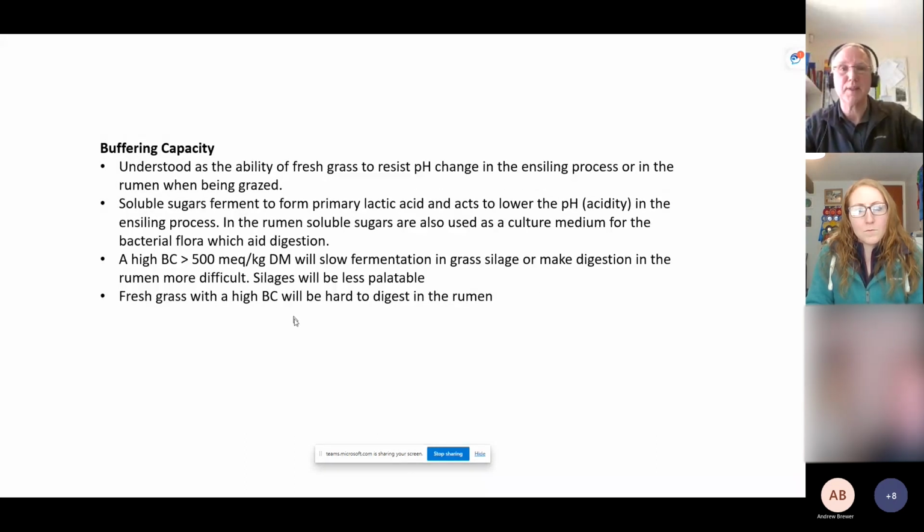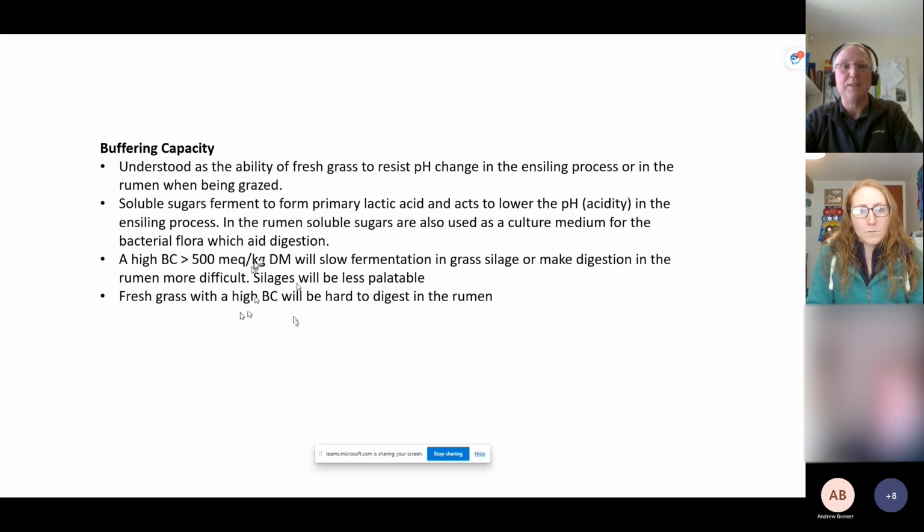So we're trying to suggest that all these parameters have importance, not just in the actual report as a piece of data to look at, but from an application point of view. And then there's a last parameter which is called buffering capacity. To understand that, it's basically the ability of grass to resist pH change. It's very much according to ensilability, but really the soluble sugars ferment to form primarily lactic acid, which acts to lower the pH in the ensiling process.